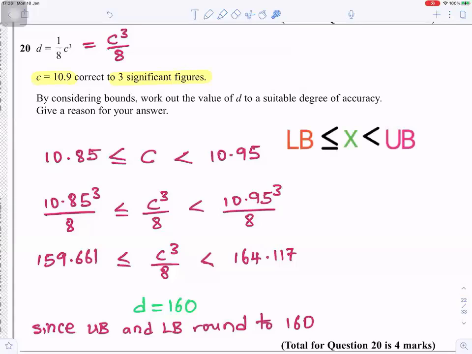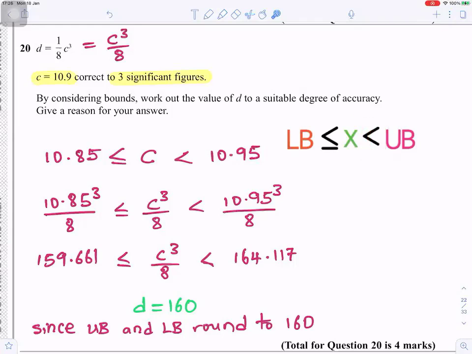Number 20. D is equal to 1/8 c cubed, or c cubed divided by 8. C is 10.9, correct to 3 significant figures. By considering bounds, work out the value of D to a suitable degree of accuracy. Give a reason for your answer. So we're using this bounds formula I've written there on the right hand side at the top. Lower bound less than or equal to x less than upper bound. So less than or equal to means it includes the lower bound, and less than upper bound means it doesn't include the upper bound.